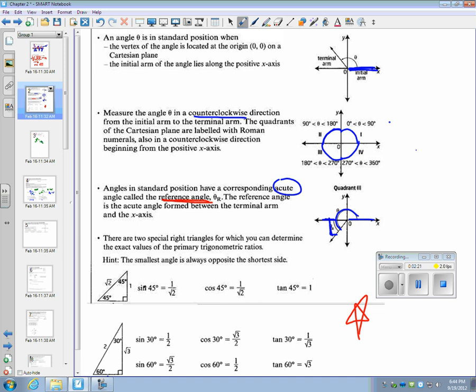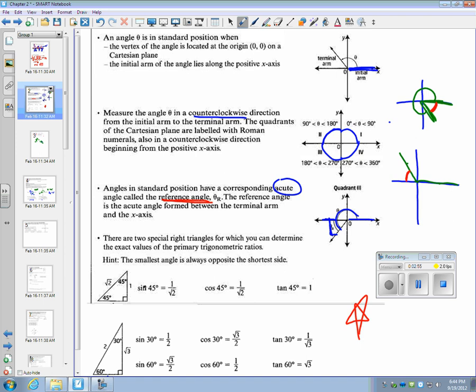So if I had an angle that looked like this, initial and terminal arm, its reference angle will go down to the nearest x-axis. That would be its reference angle. Okay? Similarly, if I had an angle that looks like this, so here's my initial, here's my terminal arm, this is the angle, its reference angle would go up to the nearest x-axis. Okay? So I think I've done just about all the cases there.